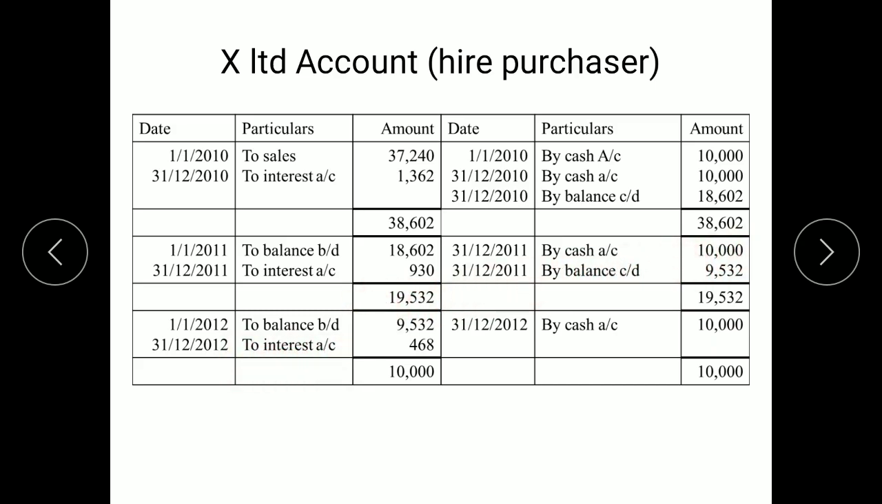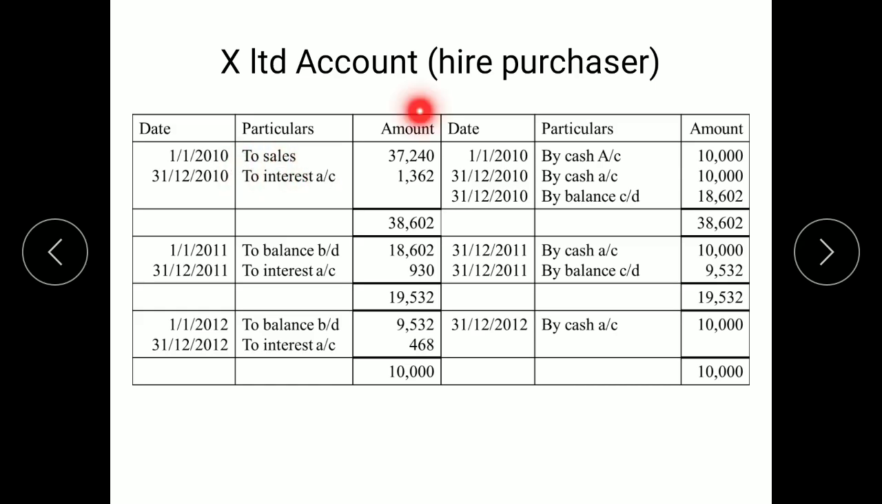There is interest amount which is due 468. So total due amount 10,000. At the end of the third year, third installment is paid of rupees 10,000. So total payment is received by the end of third year. In the books of hire vendor, the hire purchaser account will be debited with the amounts which are to be received, and on the credit side all the entries when payment is received will be made.